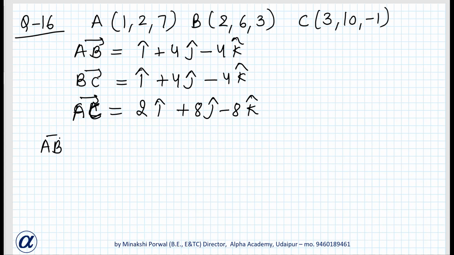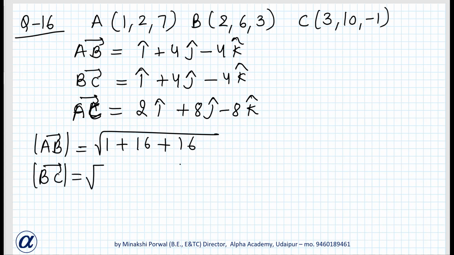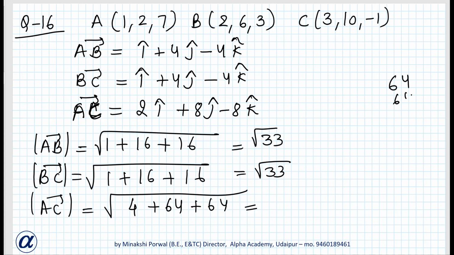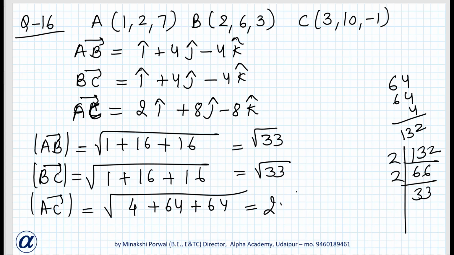Now magnitude of AB equals the square root of 1 plus 16 plus 16. Magnitude of BC equals the square root of 1 plus 16 plus 16. And magnitude of AC will be equal to the square root of 4 plus 64 plus 64. This is root 33. This is also root 33. And 64 plus 64 plus 4 is 132. When we obtain its prime factorization, it will be 2 root 33.